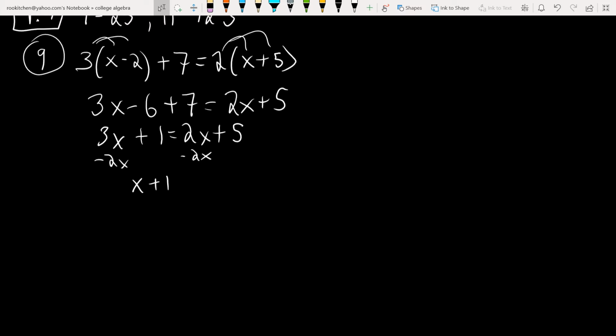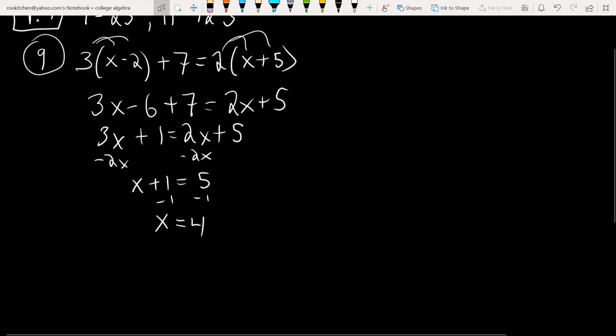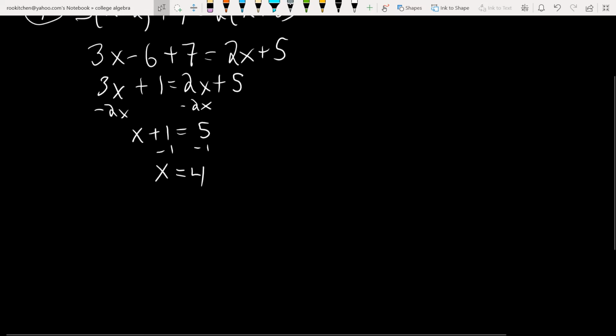So I have x plus 1 equals 5. And then subtract 1 from both sides. And x is 4. Okay. You don't have to write it in their notation with the sets and everything. That's fine. Just put x is 4. There's my answer. Okay. On to the next one.